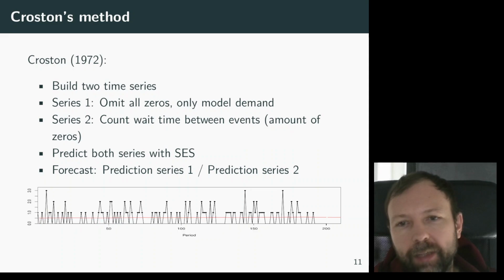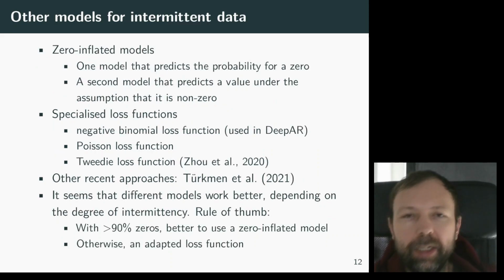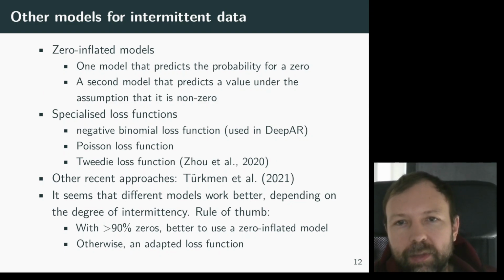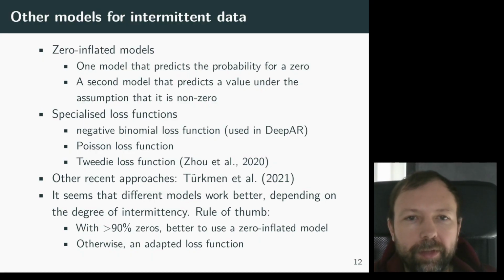Okay, so that's a classic method, and it's actually a good inspiration for some more modern methods for intermittent data. There are these zero inflated models where you have exactly the same idea. So you have one model that predicts the probability for 0, and then you have a second model that predicts a value under the assumption that it's going to be a non-zero value. And now instead of simple exponential smoothing like Croston did it, you can use a gradient boosted tree, or whichever machine learning method you want to use.